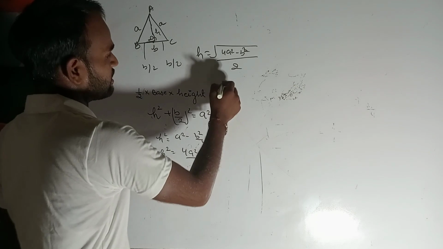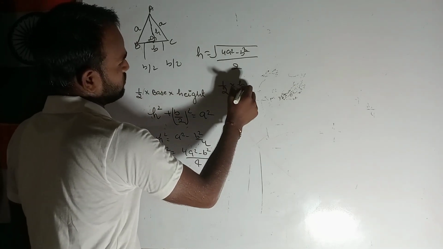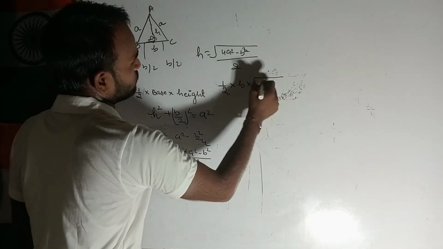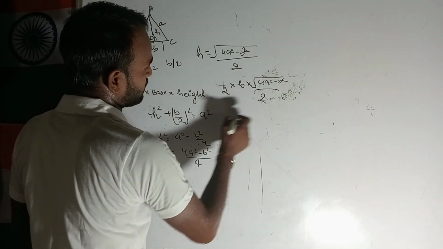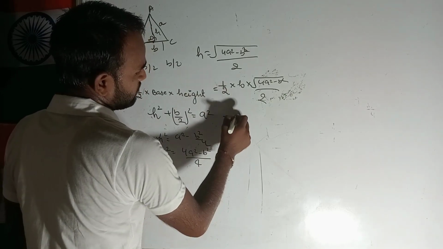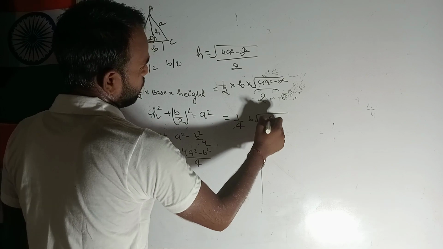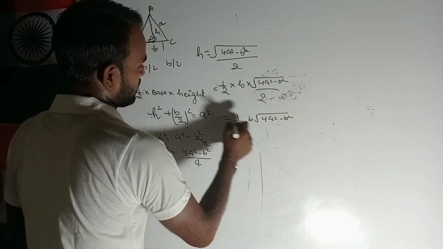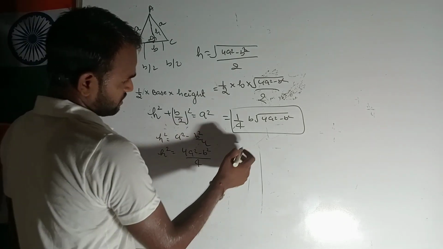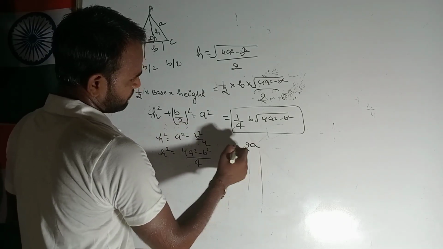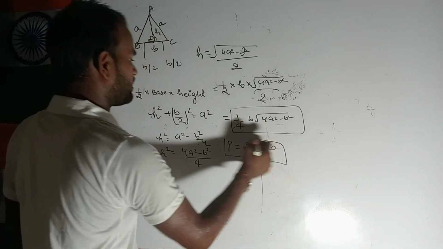So the area of the isosceles triangle will be half into base b and height (under root 4a square minus b square) upon 2. Then the total value is 1 by 4 b under root 4a square minus b square. This will be the area of the isosceles triangle. What will be the perimeter? 2a plus b. This will be the perimeter of the isosceles triangle.